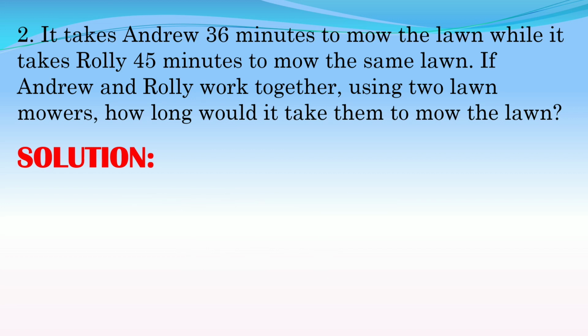Now, let's substitute the given to our formula 1 over A plus 1 over B equals 1 over T, where A is the number of minutes Andrew can mow the lawn. So, 1 over 36 plus B is the number of minutes Rolly can do the same job, which is 45. So, magiging 1 over 45 is equals to, then T is the number of hours it takes Andrew and Rolly to do the work together, which is equals to 1 over T.